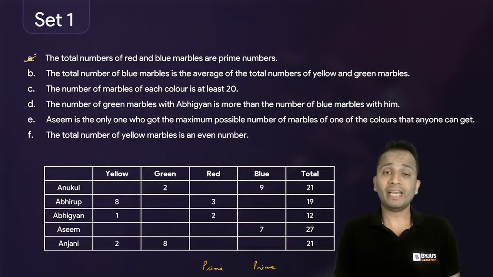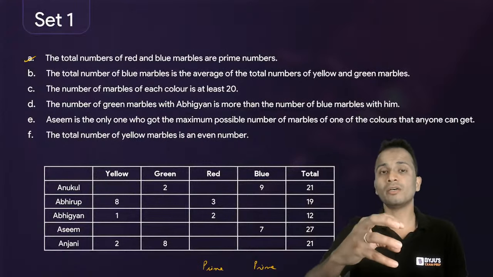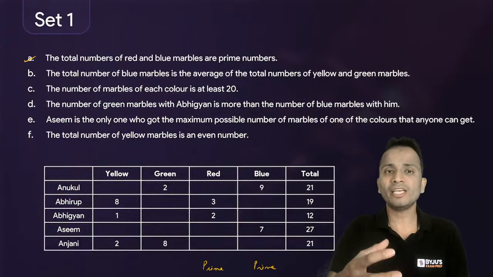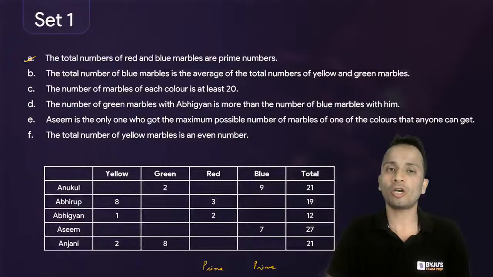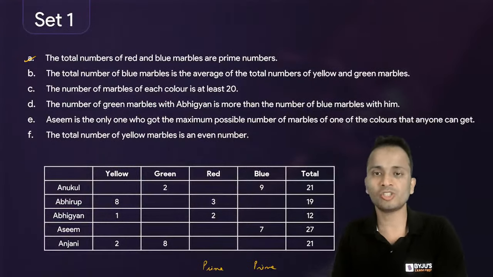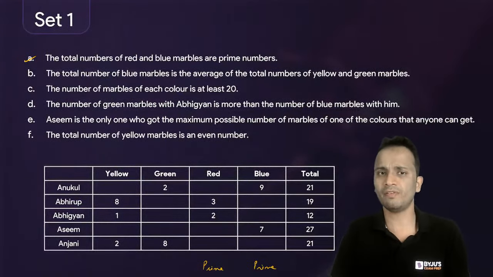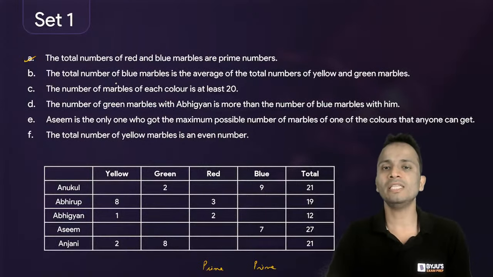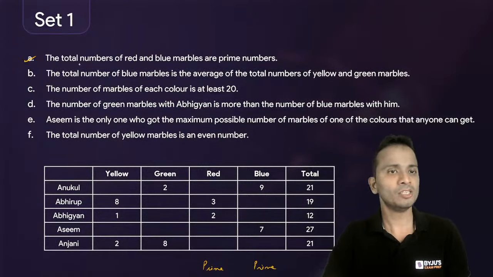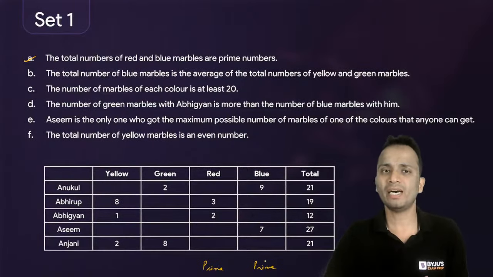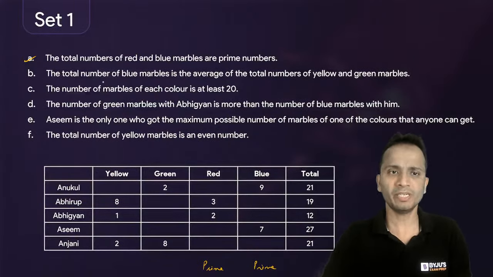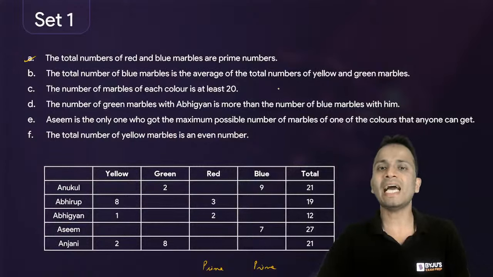Now it will be better if you write all these statements in a shorter way, in terms of equations or in terms of numbers or whatever, so that you don't have to read all these statements again and again. So first statement A, I've written red is prime, blue is prime. Okay, so red and blue are prime numbers. I'll not read the first statement anymore. Second statement, the total number of blue marbles is the average of the total number of yellow and green marbles.